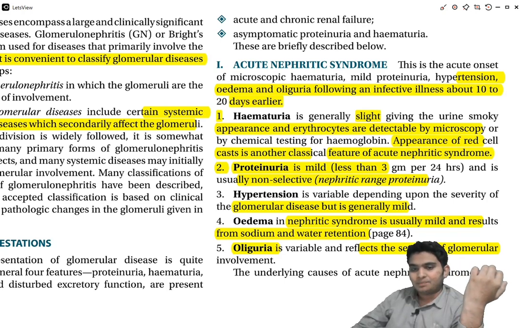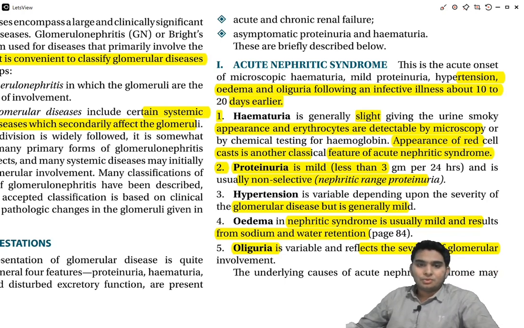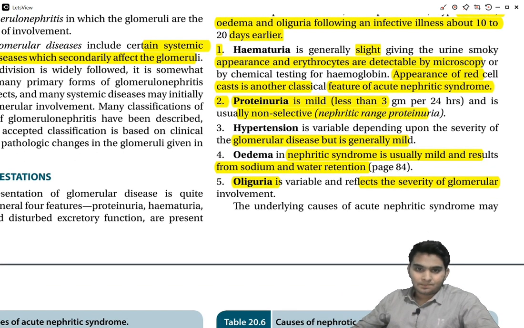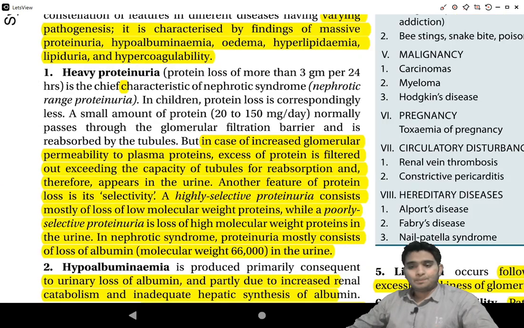Then proteinuria is mild, less than 3 gram per 24 hours, and is usually non-selective. Then hypertension is mild. Edema is also mild. Edema is due to sodium and water retention. Then oliguria. These are the features of the nephritic syndrome: hematuria, proteinuria, hypertension, edema, and oliguria.